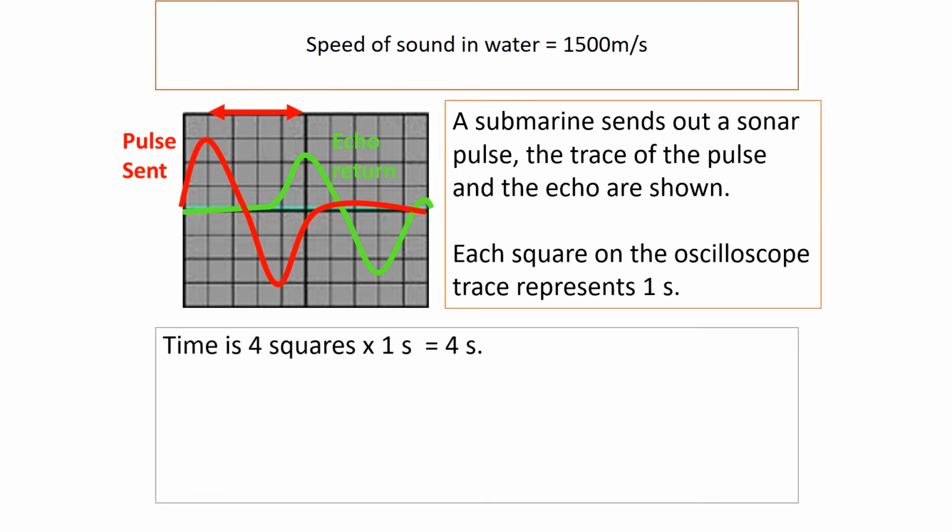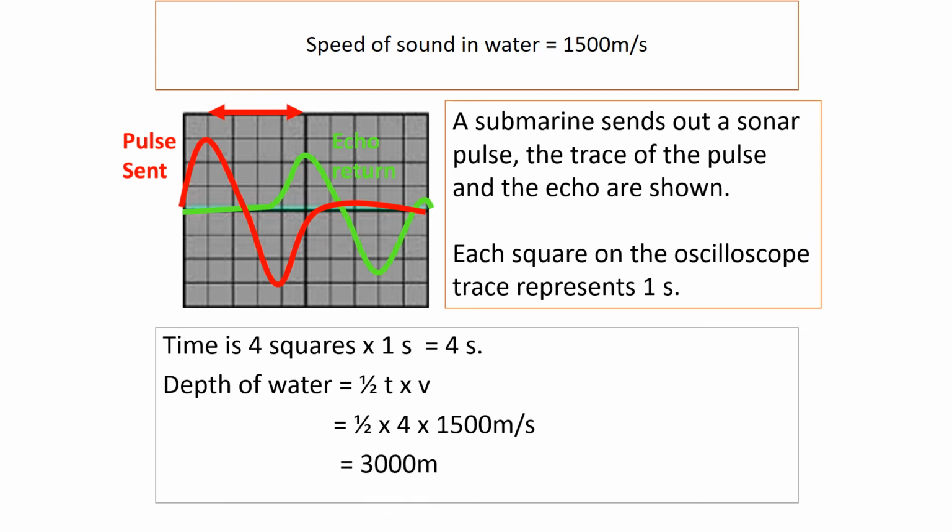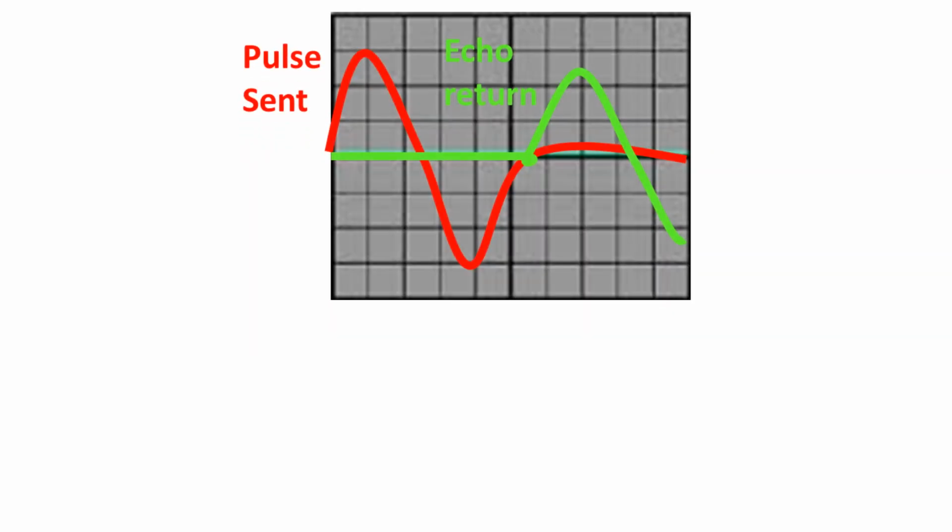So T equals 4 times 1 second, which equals 4 seconds. The depth of the water equals half times 4 times 1500, giving me 3000 meters. Exciting stuff, isn't it?